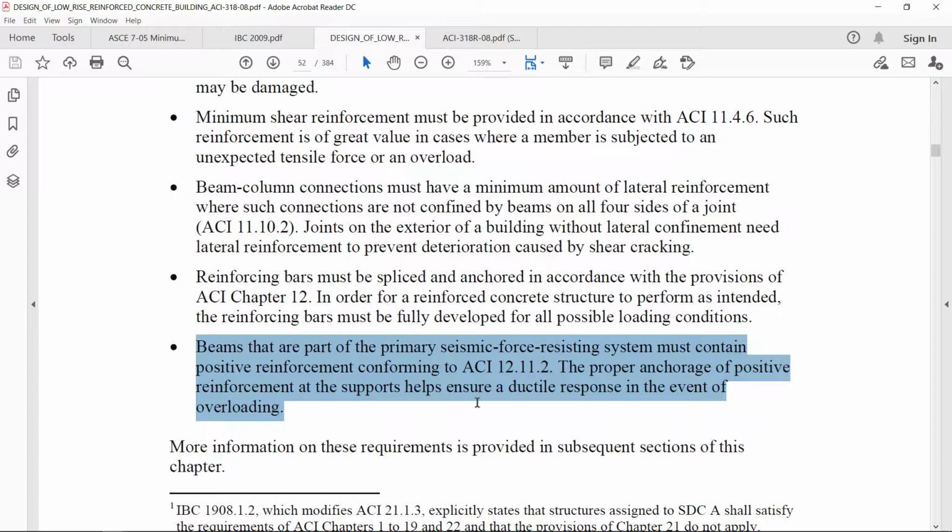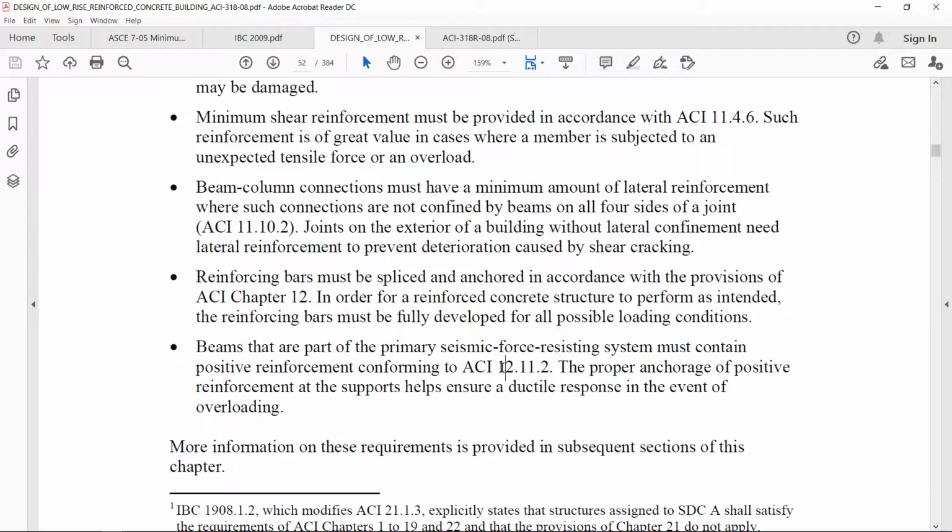Where beams, they must have positive reinforcement. Only negative reinforcement is not necessary. You must provide positive reinforcement, and you should follow paragraph 12.11.2.